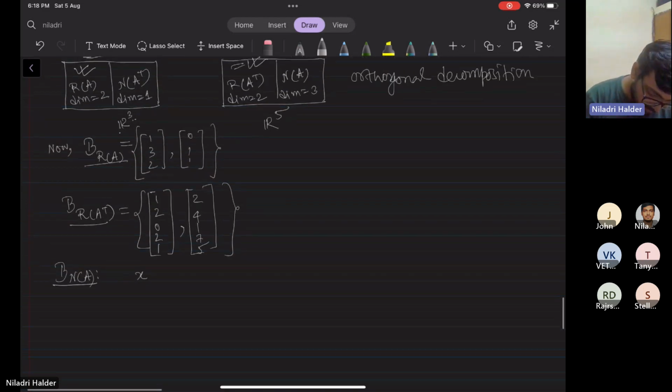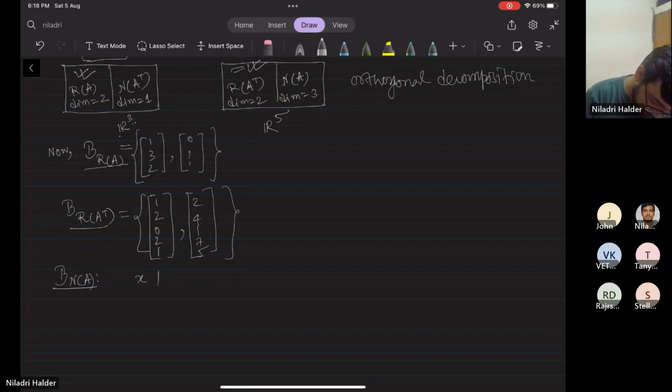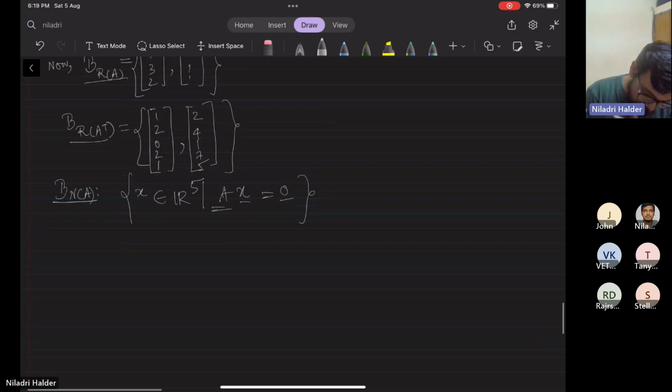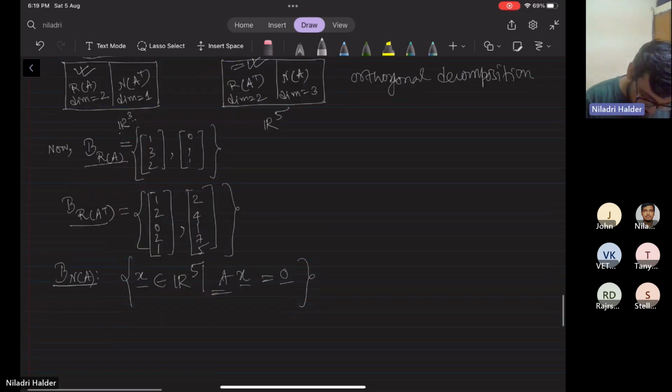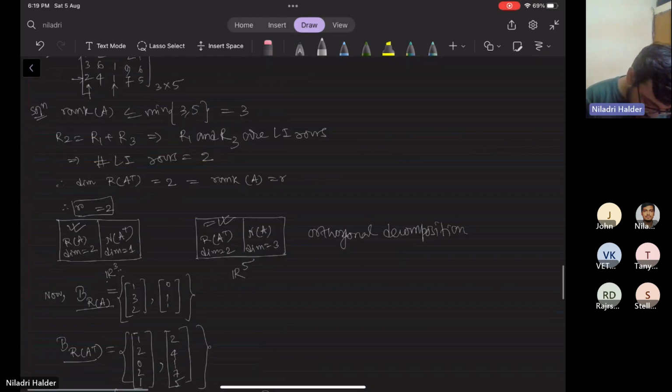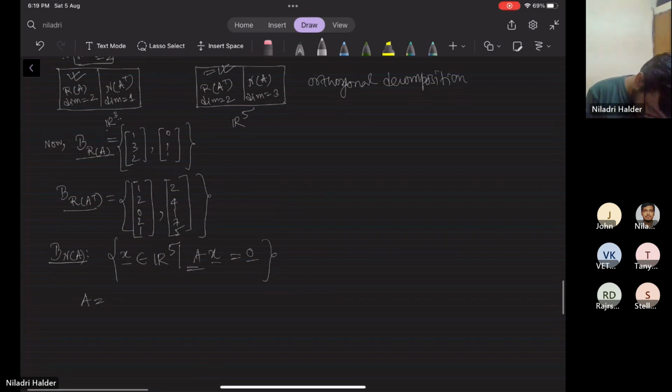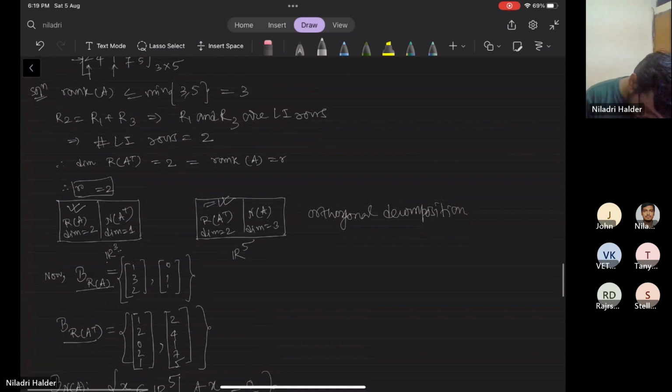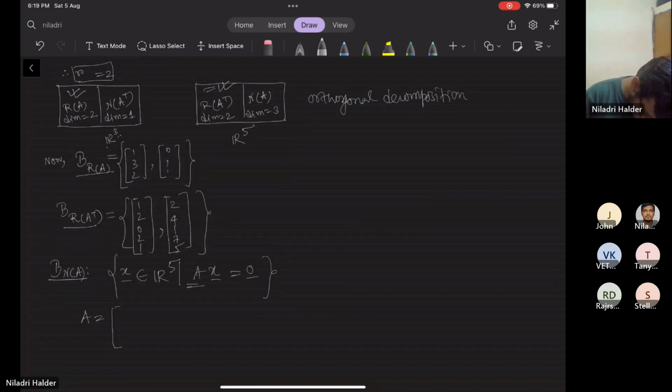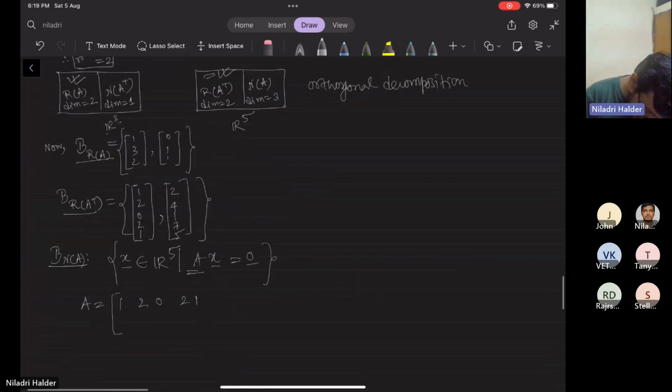The null space of A will contain those x vectors such that Ax is 0. So Ax equals 0. That means A is this matrix: 1, 3, 1, 2, 0, 2, 1, 1, 2, 0, 2, 1, then 3, 6, 1, 9, 6, 2, 4, 1, 7, 5.